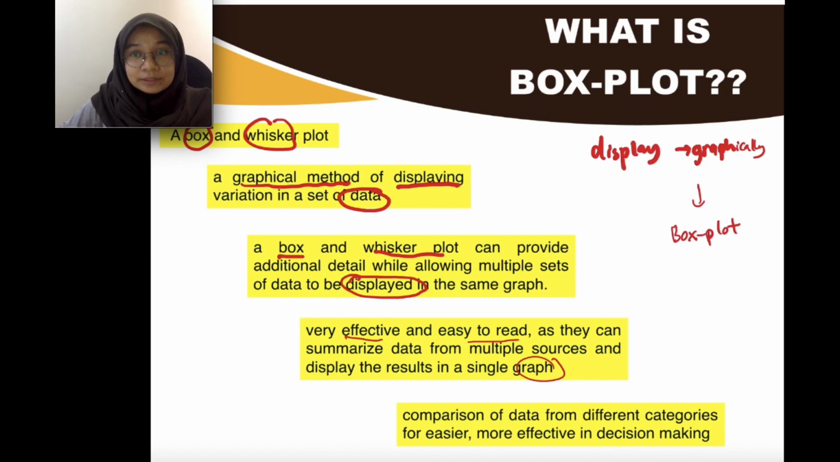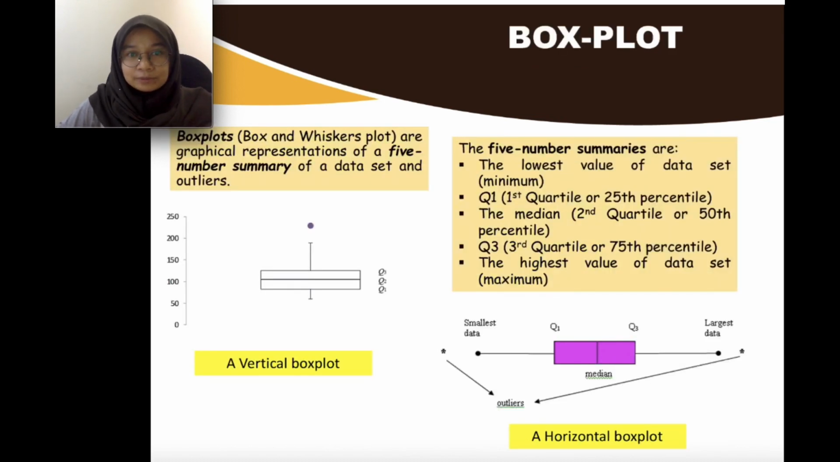Right, so let's look at what a box plot looks like. A box plot, or box and whiskers, is a graphical representation of the 5-number summary. So what are the 5-number summaries? Number 1 is the minimum value, the lowest value, which means the smallest data value in your data set.